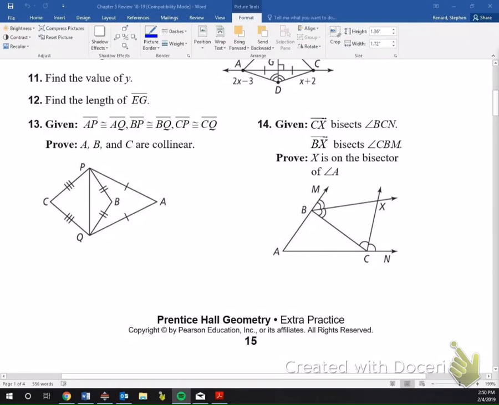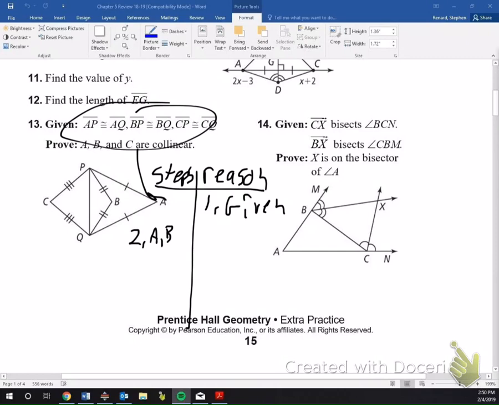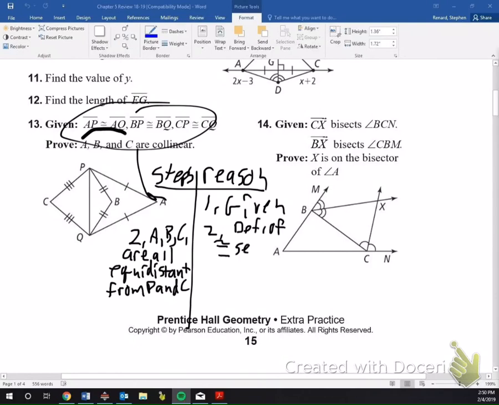Okay, so the proofs... So we need to prove that A, B, and C are collinear. So really what we're going to do here is we're going to start off with all our givens, okay? That the distance from A to P and the distance from A to Q is the same. That's that right there. We're going to go the distance from B to P and B to Q is the same. And we're going to go the distance from C to P and C to Q is the same. So what we're saying is that A, B, and C are all equidistant from P and Q, okay? Okay, that's the definition of congruent segments.